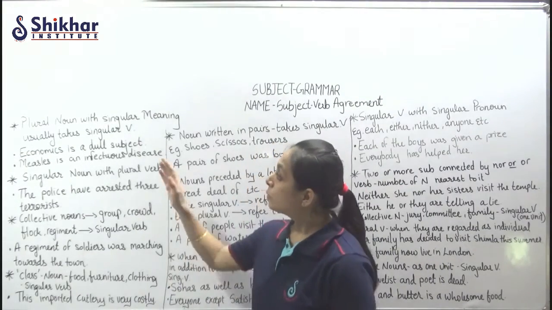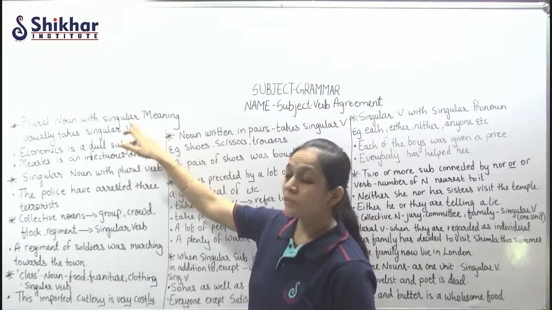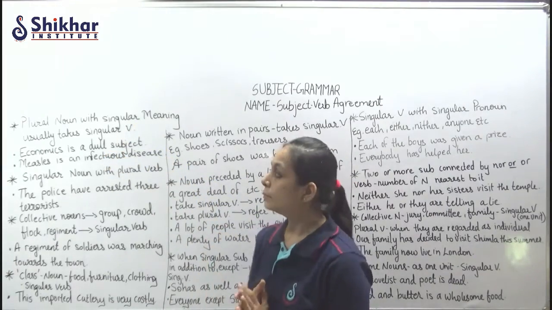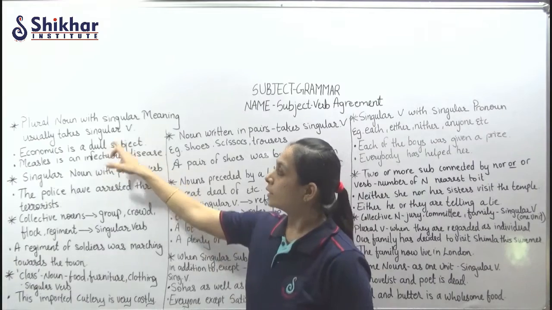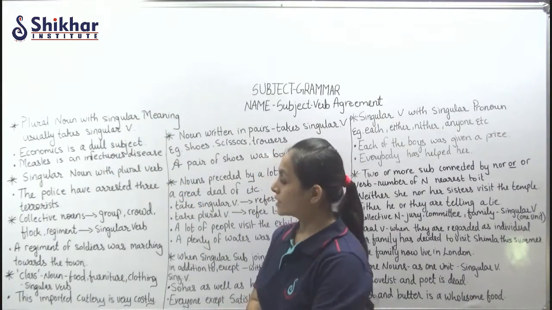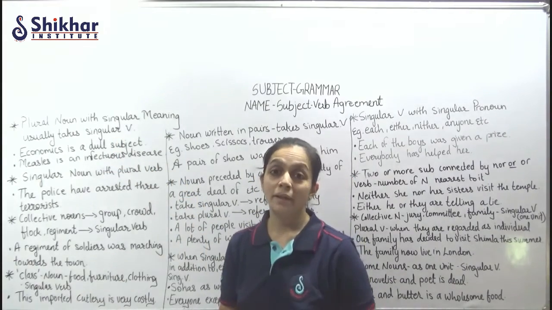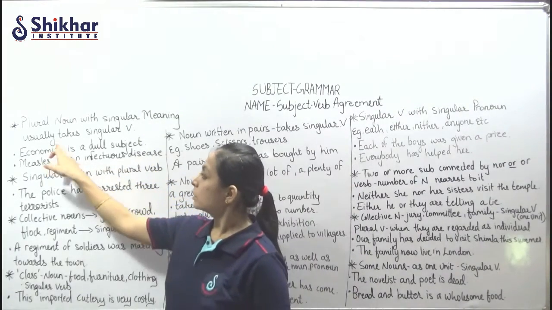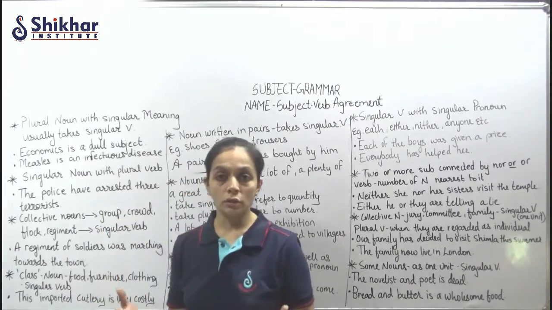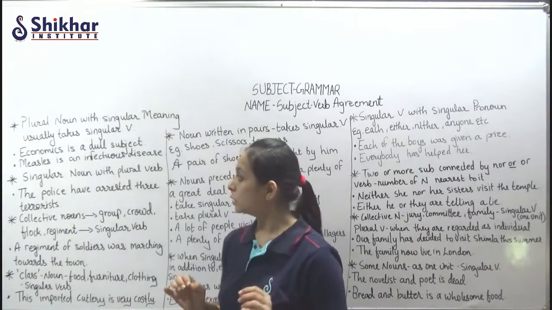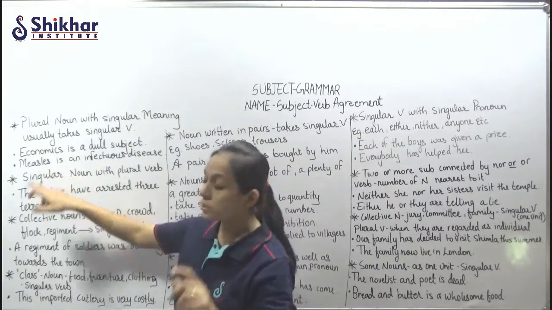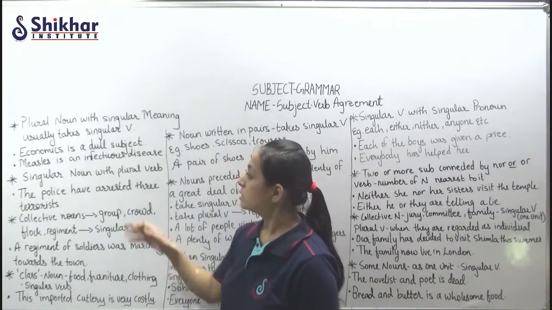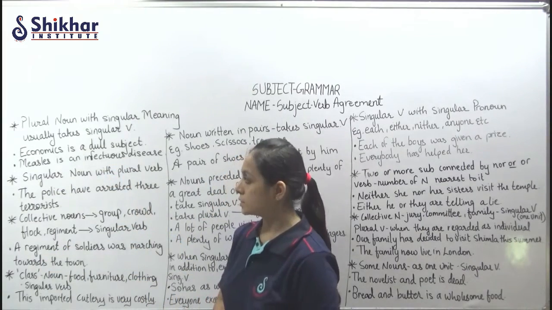There are some plural nouns whose meaning is singular, but they are plural nouns. They take a singular verb. For example, economics, mathematics, right? Economics is a dull subject. So economics, when you pronounce it, it is economics, but it is one subject only, right? Measles. Measles is the name of a disease. Measles is an infectious disease.